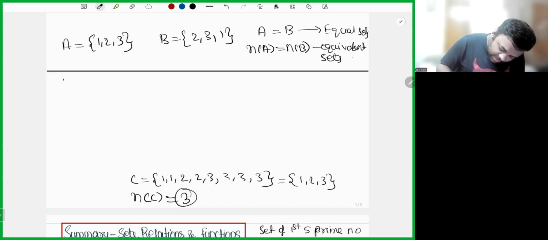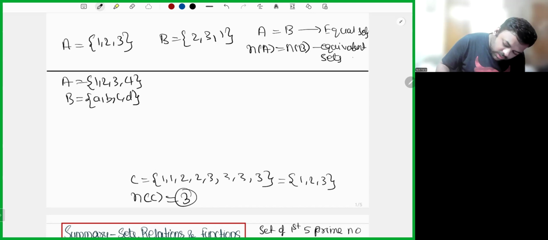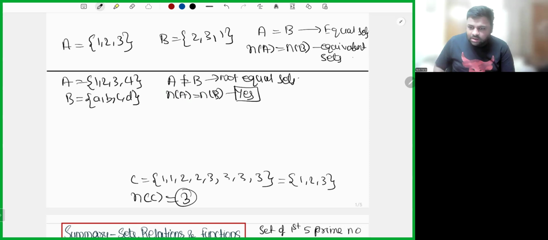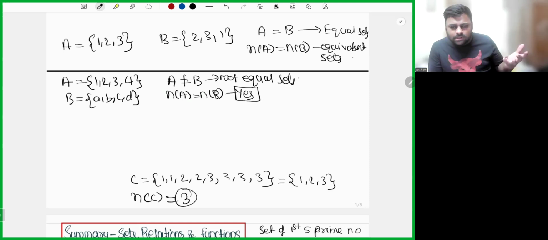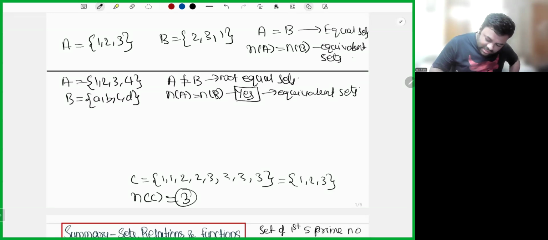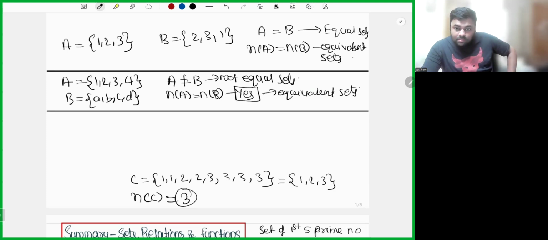Next, A is equal to 1, 2, 3, 4 and B is equal to a, b, c, d. So is A equal to B here? No, sir, A is not equal to B. So they are not equal sets. But can I say the number of elements in A is equal to the number of elements in B? Yes, sir, you can say that. Obviously it is possible. So I'll say they are equivalent sets. If the elements are the same, we call them equal sets. If the number of elements is the same, we call them equivalent sets.